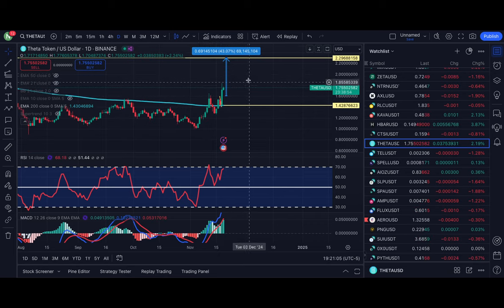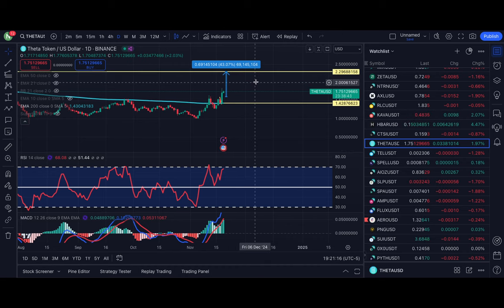Speaking of this, we are actually trading this. This was our entry, I believe, at $1.60. So you look at the price now, 175. So we're going after this target right here, $2.29. And this is going to be just a little over a 40% profit.